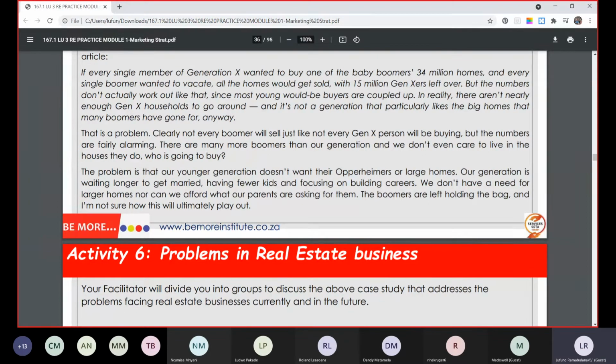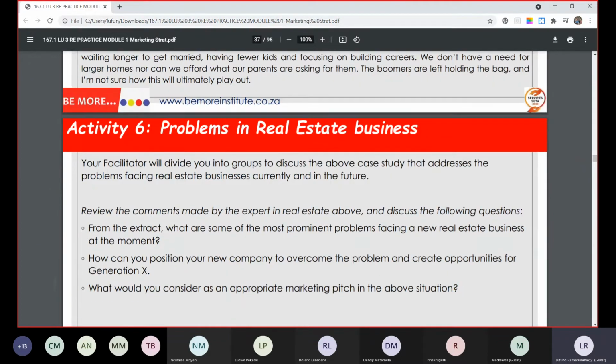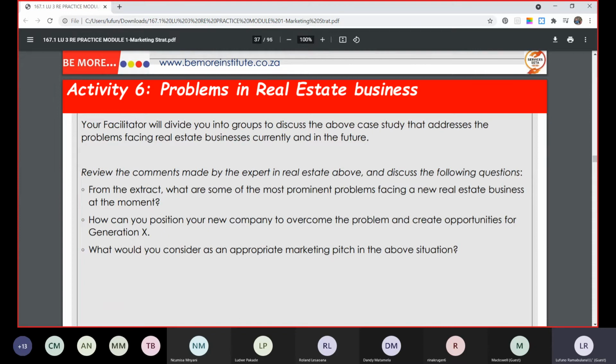The problem is that our younger generation doesn't want their big or large homes. Our generation is waiting longer to get married, having fewer kids, and focusing on building careers. We don't have a need for larger homes, nor can we afford what our parents are asking for them. The boomers are left holding the bag, and I'm not sure how it will ultimately play out.